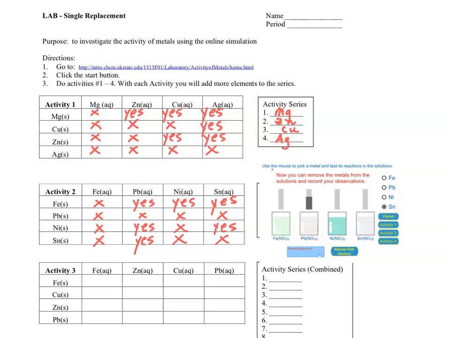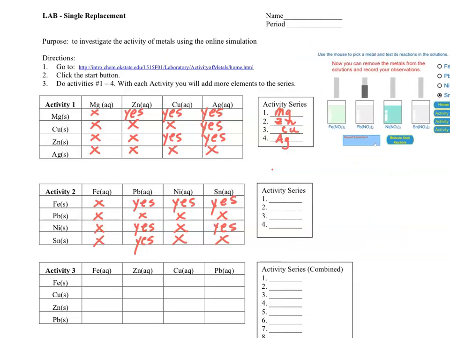Now, we can make a list of these in the order from most reactive. On this list, I'm going to put iron first, Fe, most reactive. I'm going to put Pb last because it's the least reactive. And then I want to put nickel underneath iron. It got 2 out of the 4. And then Sn, tin, which only had one of the four.